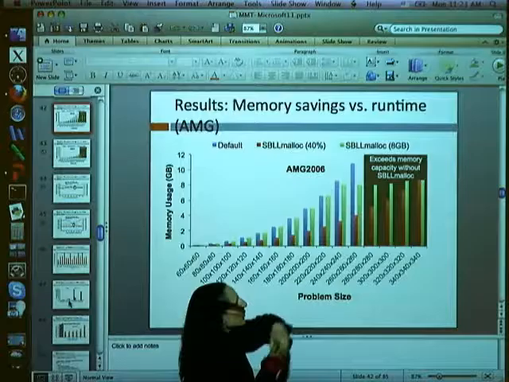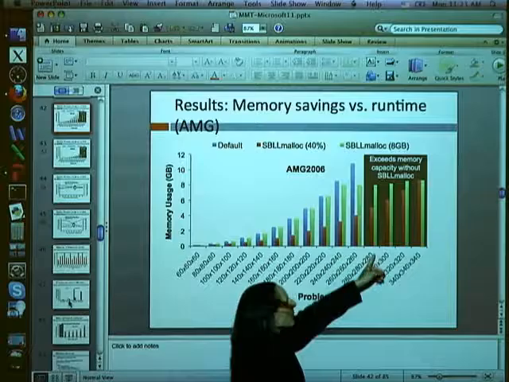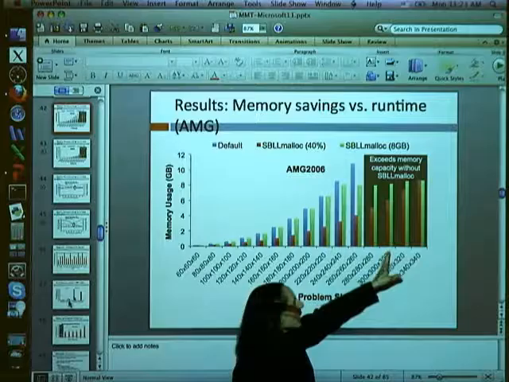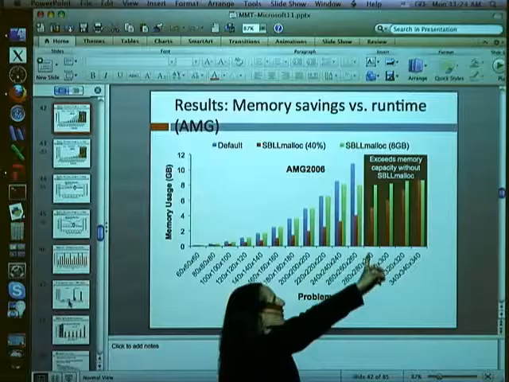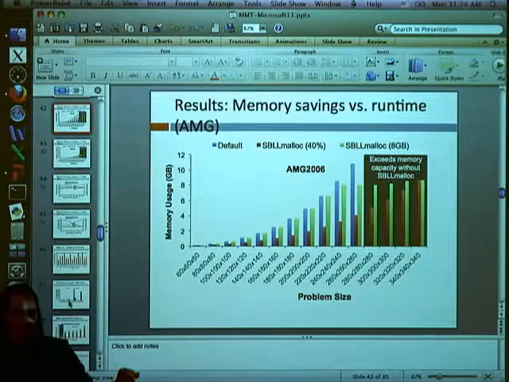So what we ended up with was here, we get to the point where if you don't use merging, you've run out of memory. So this shows that we actually do make it so you can run on the same set of memory, the same number of nodes, you can run larger problem sizes than you could before. And it also still shows that the 40% trigger gets a lot better performance than having an absolute trigger.